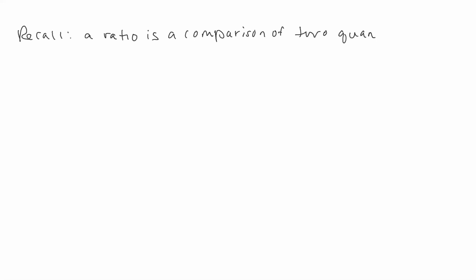Actually, let me change to a color that you can see better. Okay, so recall. A ratio is a comparison of two quantities. All right. For us, we will express them in fraction form. All right. And you always want to make sure that the ratio is simplified.